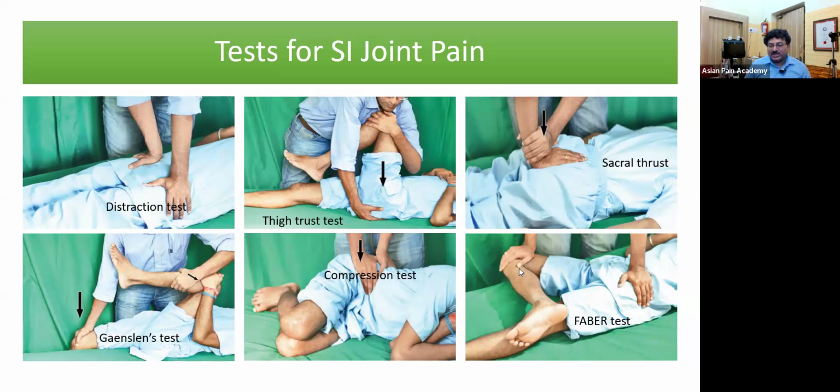We do flexion, abduction and external rotation, making a figure of 4 with the legs, and then putting one hand on the anterior superior iliac spine of the opposite side and the other on the knee, and press.